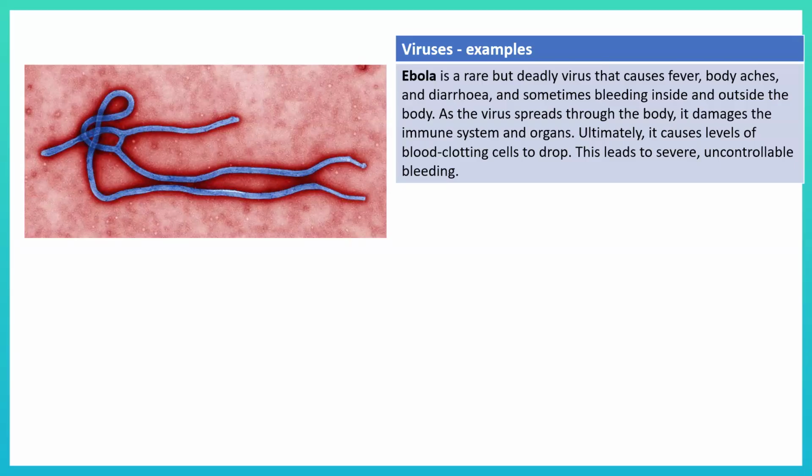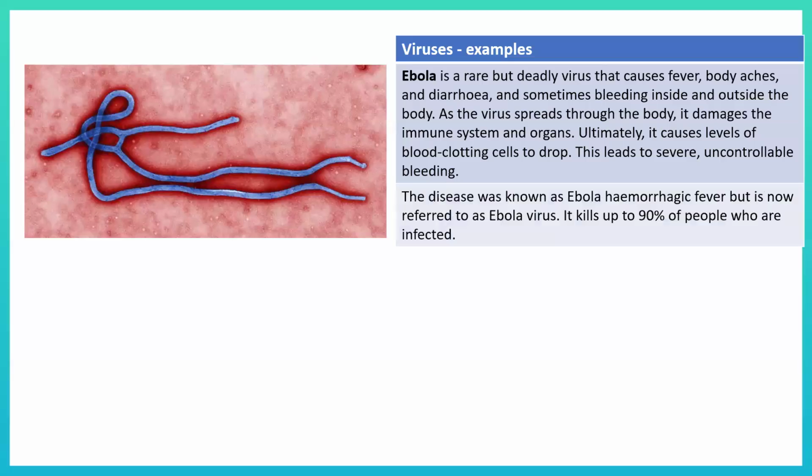You hemorrhage. It's horrible. So the virus spreads throughout the body, damages loads of tissues, organs, immune system, and causes blood clotting cells to drop, and you end up with severe and uncontrollable bleeding. So it used to be called Ebola hemorrhagic fever because it causes hemorrhaging. It's now just called Ebola virus. It kills up to 90% of people who are infected.